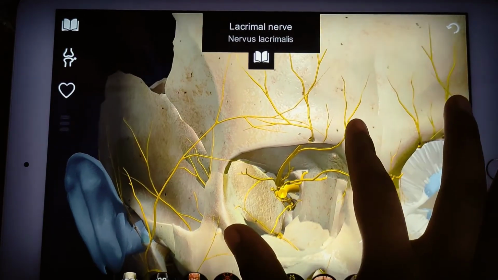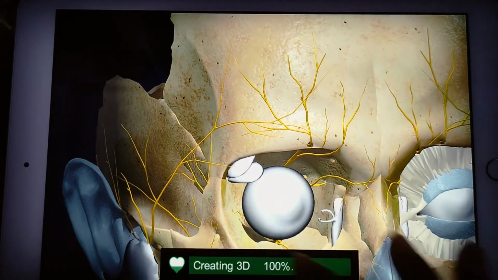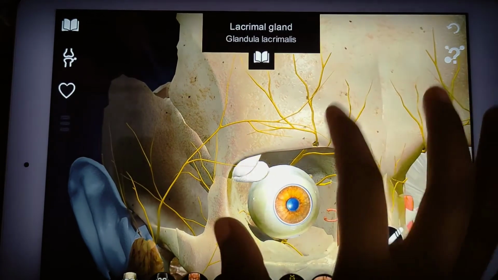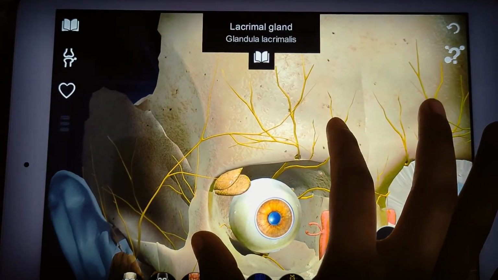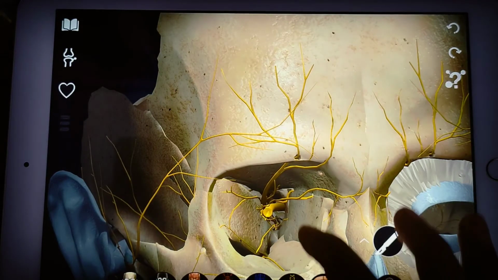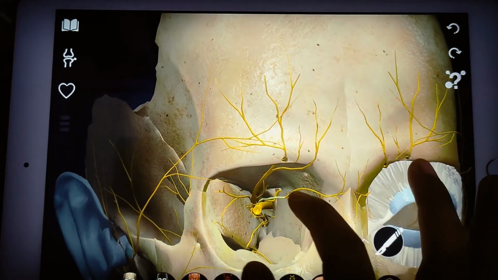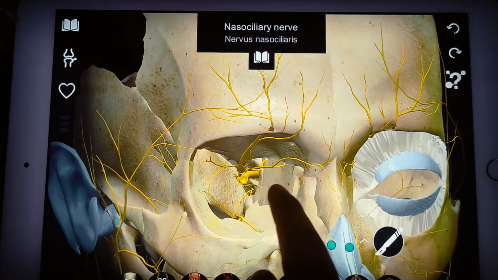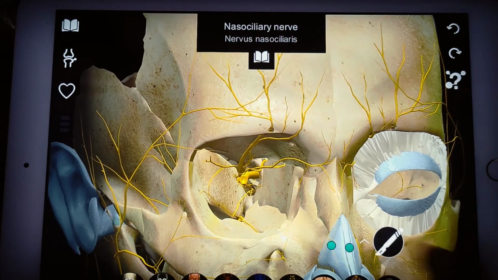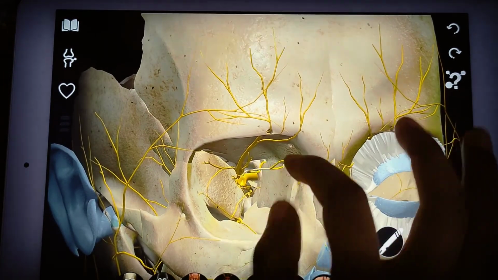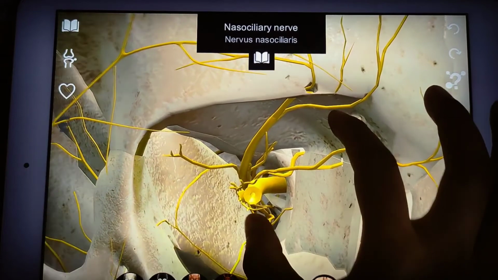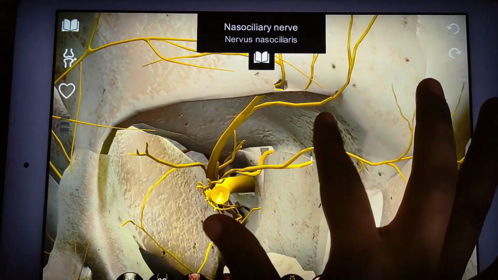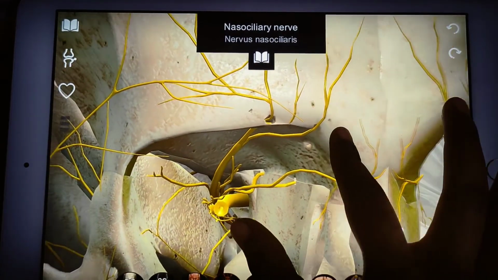Why is it called lacrimal? Because this is your lacrimal gland. It supplies the lacrimal gland, that's why it's the lacrimal nerve. And the third one is the nasociliary nerve. This is the main nerve we are going to read here in the case of the nose. This one comes straight forward and supplies the nose mainly.